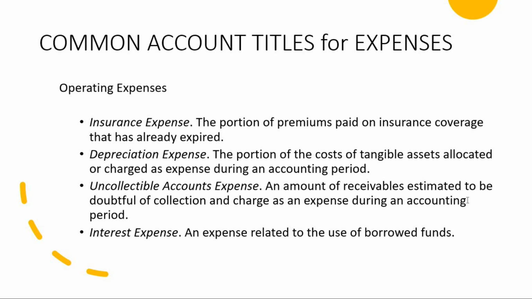So this is the amount of receivable estimated to be doubtful of collection and charged as an expense during the accounting period. So take note, there is no actual loss yet, the borrower has not run away, and you are not yet sure that the receivable is uncollectible. But in accounting, we already anticipate probable losses. So, we think ahead. Even if it has not happened yet, we accept the fact that if you lent money, there is really a portion of it that you will not be able to recover. And so, we are providing for it already through this uncollectible accounts expense.